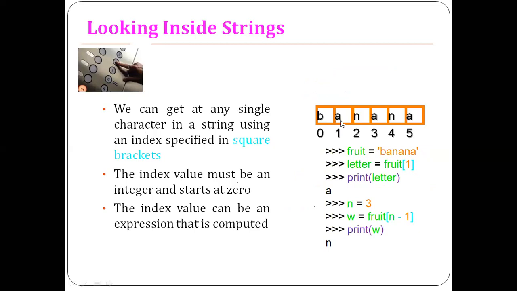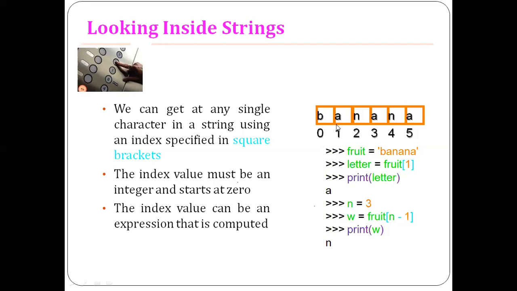All the strings are stored as an array, and each array element has an index attached to it. In this case, let us take an example. Banana is our string, B-A-N-A-N-A. B has an index of 0, A has an index of 1, N has an index of 2, and so forth.